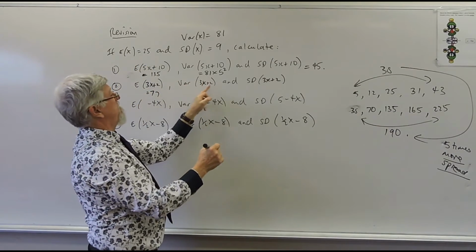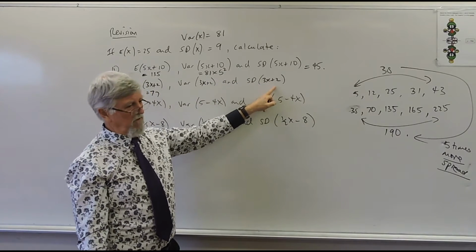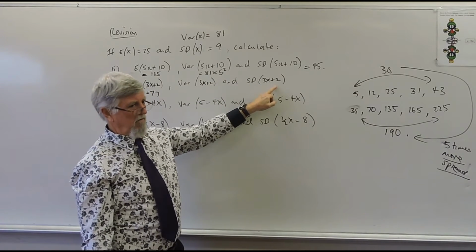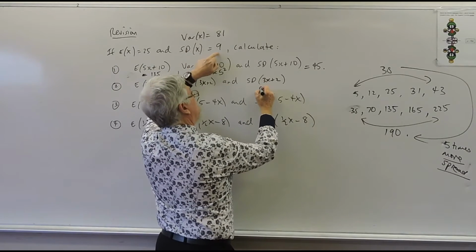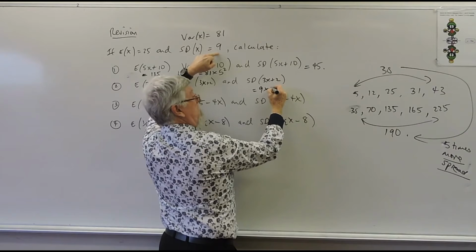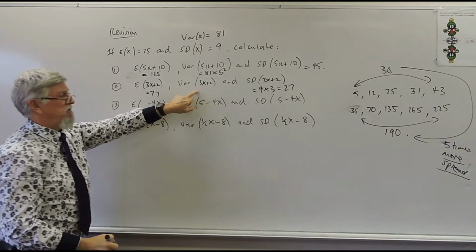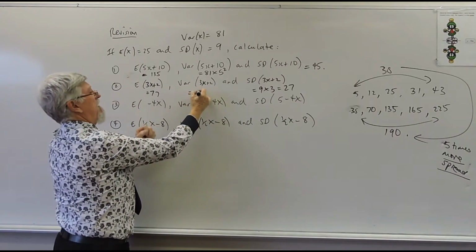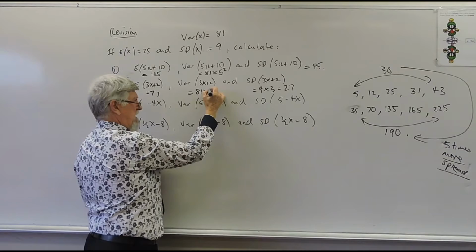Does the variance get affected by plus 2? No. Does the standard deviation get affected by plus 2? No. Standard deviation gets affected by the multiplication. It was 9, so we're going to multiply it by 3. So that's 77. Variance is different though. 81 times by 9, which is 3 squared.